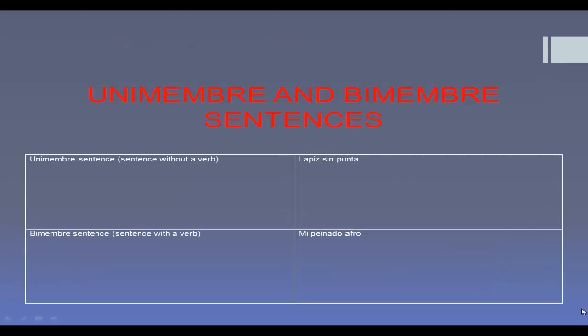Unimembre and bimembre sentences are sentences that we only find in Spanish as a category. For example, lápiz en punta is a unimembre sentence. That means a sentence without a verb. And mi peinado afro is a bimembre sentence. That means a sentence with only one verb.